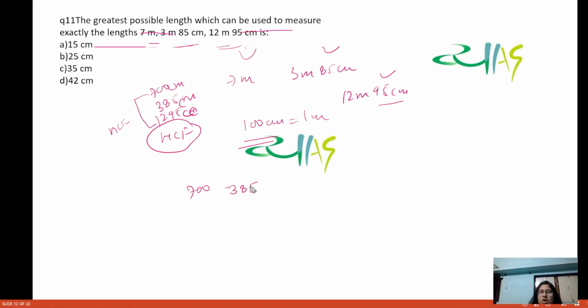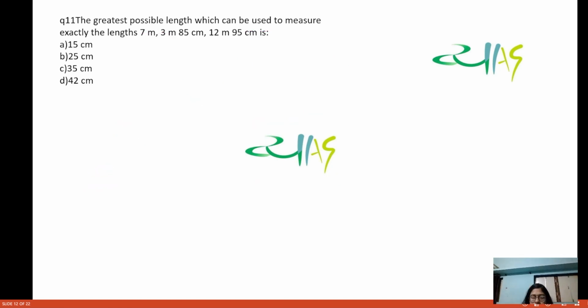obviously whatever you are going to get is your HCF. So basically, to find the HCF, what I will do is subtract this from this, and the factors of that will be the HCF. So 300. Now we have this 700 centimeter, this 385 centimeter, and this 1295 centimeter. Now we have to find the HCF of these numbers.